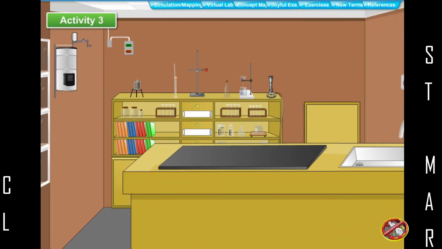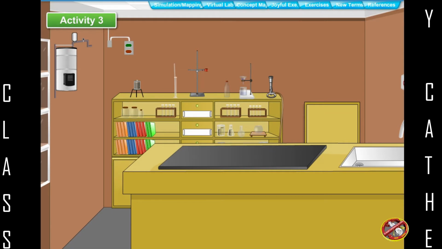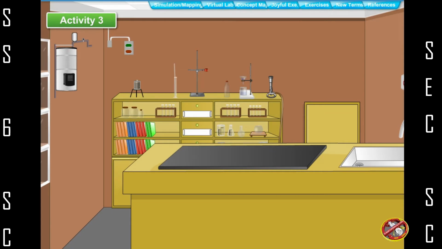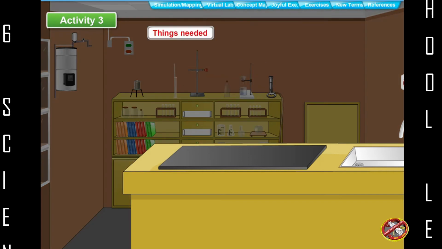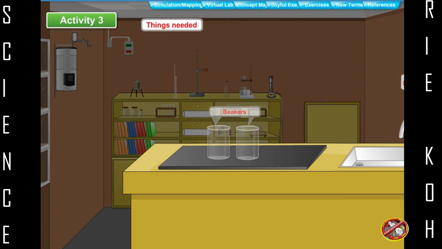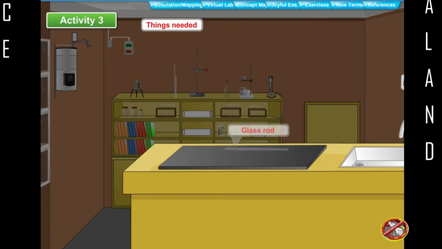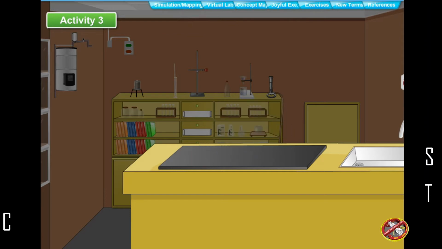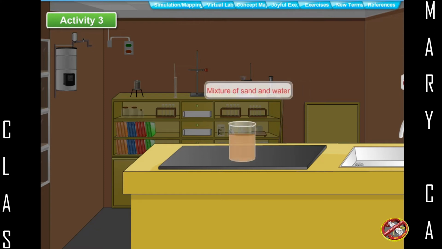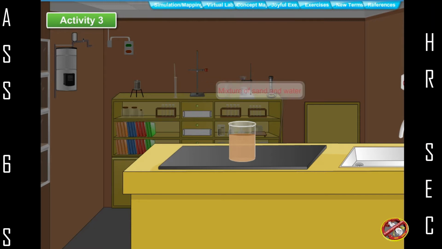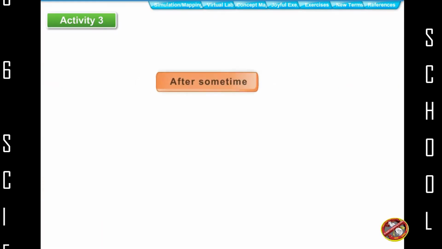Activity 3. To separate a mixture of sand and water by sedimentation and decantation. Things needed: 2 beakers, some water, some sand, glass rod. Method: take a mixture of sand and water in a beaker. Allow the mixture to stand undisturbed for some time.